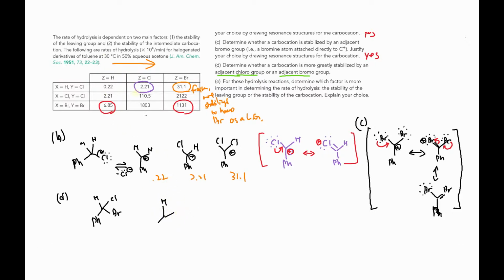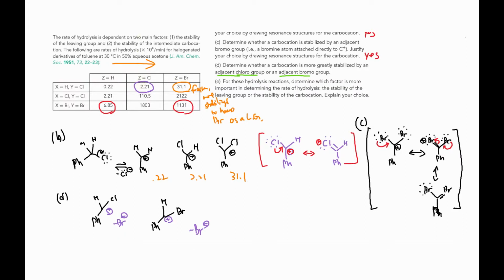From part A, we learned that bromine is a better leaving group. So we are expecting the bromine to leave first rather than the chlorine in the left-hand side compound there. So when we form a carbocation, it's going to have a plus sign here. So you have bromine leaving for both compounds. And then we have to see our hydrolysis data to see which one is faster.